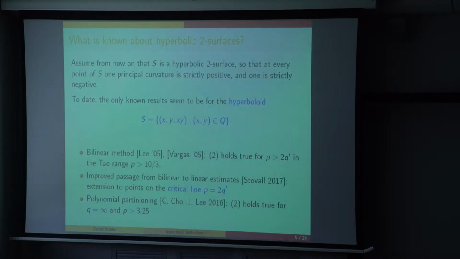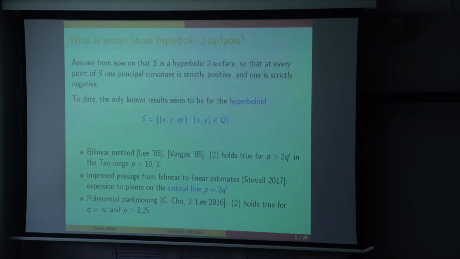Now let's look at the situation of a hyperbolic surface. By hyperbolic I really mean that one principal curvature at each point is positive and one is negative. And so the easiest hyperboloid one can think of is a quadric, where you could take the graph of x squared minus y squared, or if you rotate coordinates, it looks even nicer, the graph of x times y. So that's what is written here.